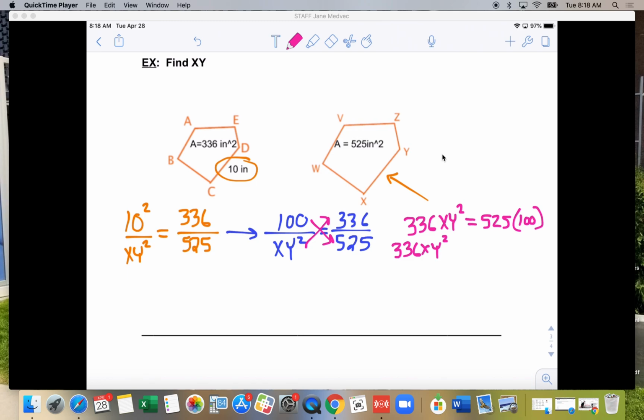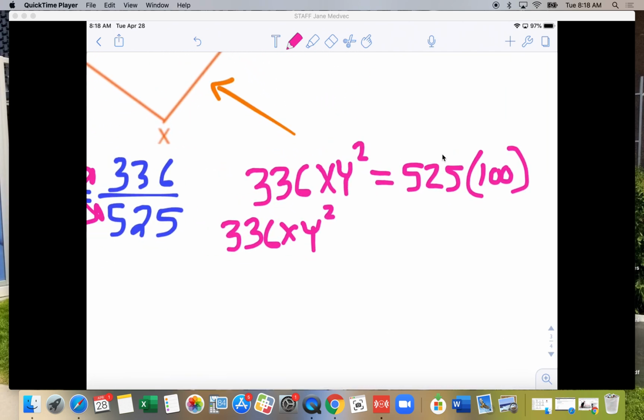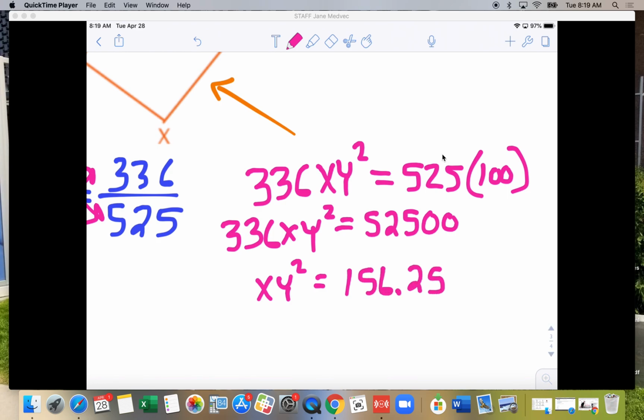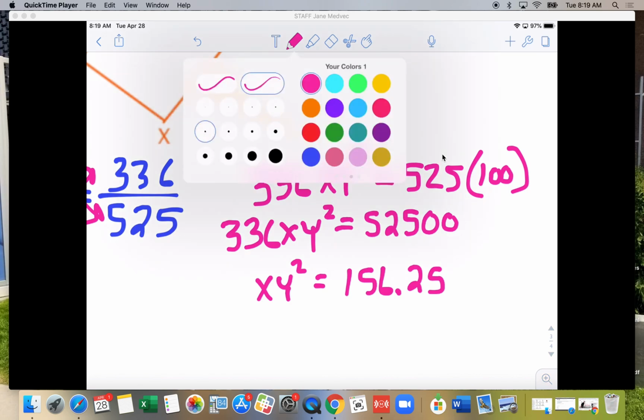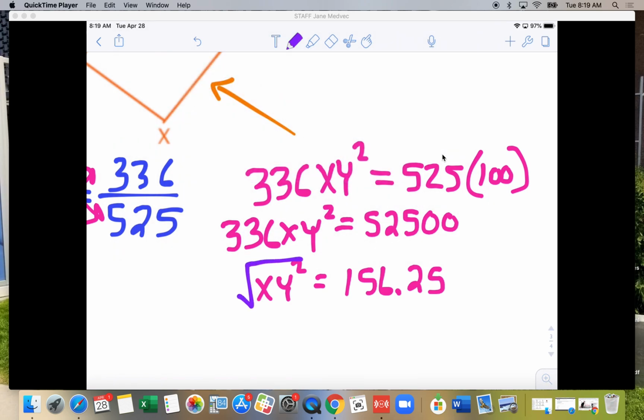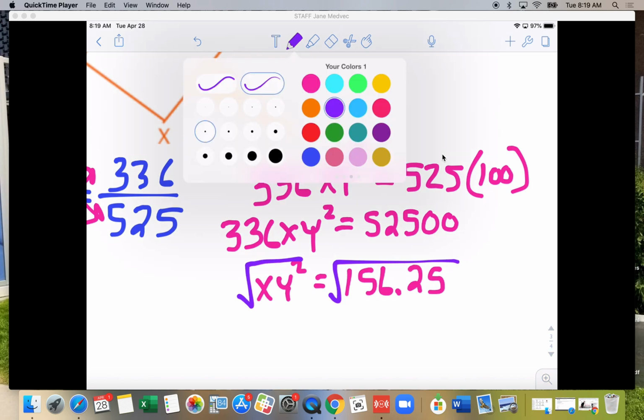Just be careful that it's not a variable that's already used in the picture, so you could choose something like M, right? That equals 52,500. Divide both sides by 336. So XY squared equals 156.25. And then the final step, we're going to square root both sides because that gets rid of the squared.